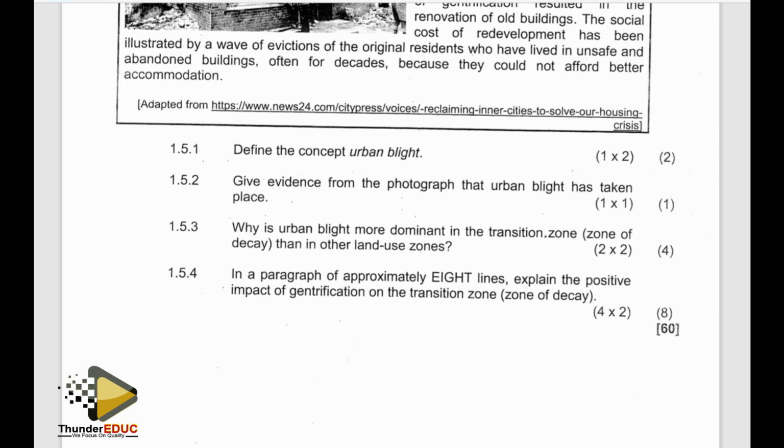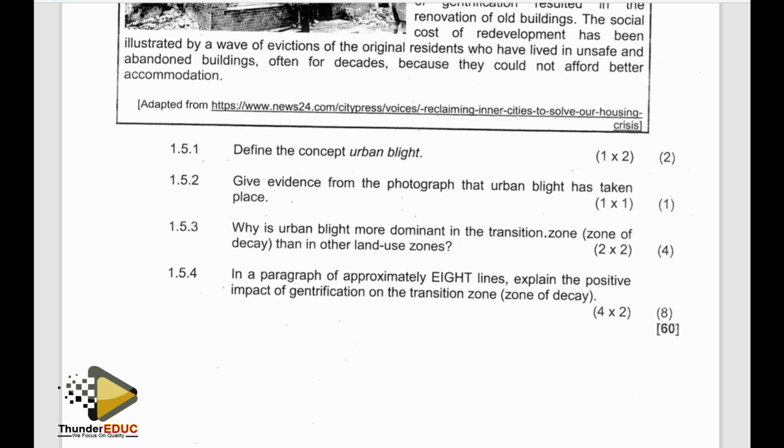Right, let's move to the next question. Why is urban blight more dominant in the transition zone or zone of decay than in other land use zones? There is a specific zone whereby urban blight is much pronounced. That zone of transition where we are moving from the CBD going to some residential areas. It's a zone where there is a mix of functions, where we have one dominating activity, but there is an intermixing of different functions of the urban settlement within the same zone. That is the zone of transition, which immediately falls on the periphery of the central business district.